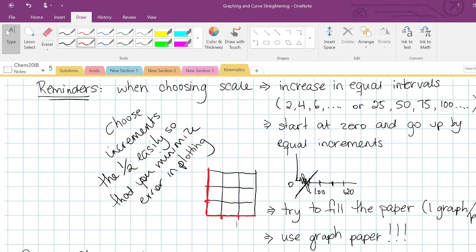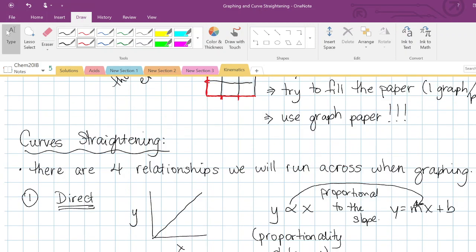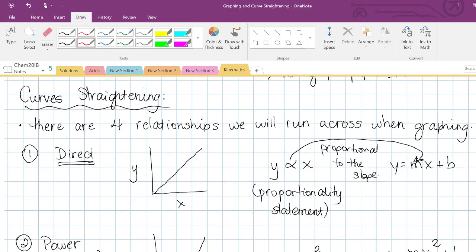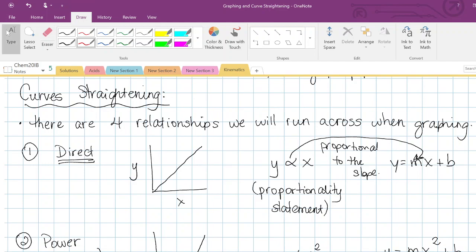What we're going to do now, though, is something which probably is going to be new for you guys, and we do a lot of it in physics 20 for sure. We do something called curve straightening. And curve straightening is something that we do when we get a set of data that has a trend that doesn't give us a linear relationship right off the bat.